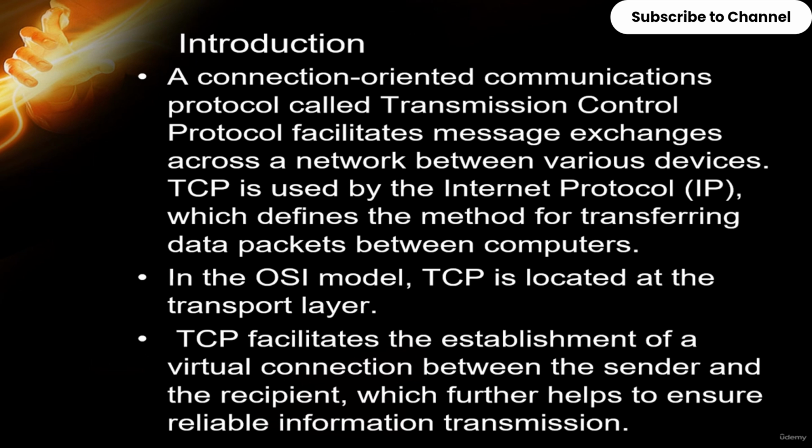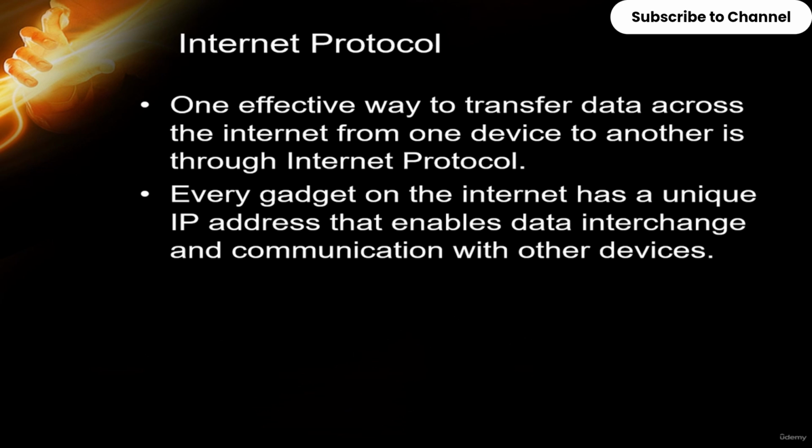In the OSI layer, TCP is located in the transport layer. TCP is used to establish a virtual connection between the sender and receiver, and it ensures reliable information transmission between them. The Internet Protocol is used to communicate from one device to other devices using the network layer, for every gadget like computer, laptop, mobile. In mobile communication, they are using mobile IP. This unique IP address enables perfect communication of data between various devices.